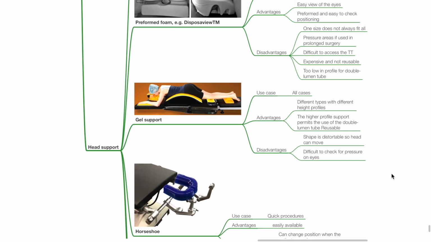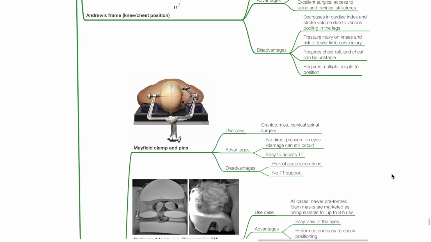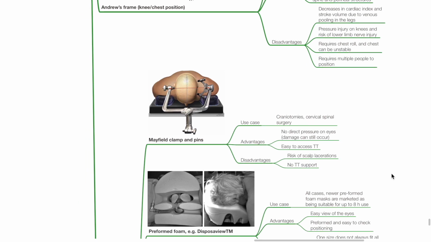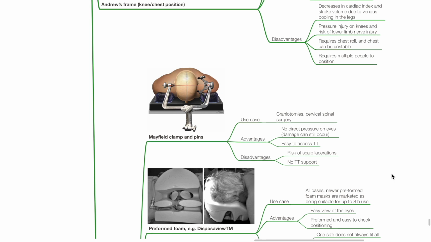Head support. Mayfield clamps and pins. Use case: for craniotomies and cervical spinal surgery. Advantages: there is no direct pressure on the eyes. It provides easy access to the tracheal tube. Disadvantages: there is risk of scalp lacerations, and there is no support for the tracheal tube.